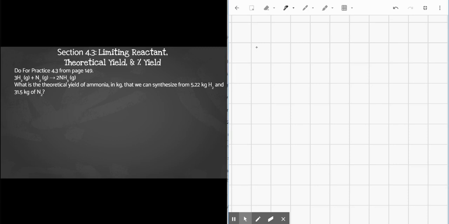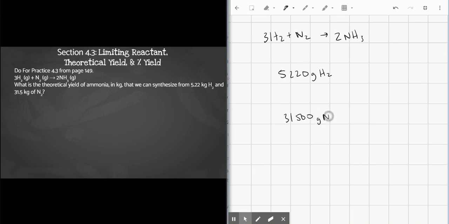For practice 4.3 is from page 149. We have our reaction of hydrogen plus nitrogen making ammonia. And we have two given values. We have 5.22 kilograms of hydrogen. I'm going to go ahead and change that to grams right away. So remember that kilo means 1,000. So I have 5.22 thousand grams, or 5,220 grams of hydrogen, and 31.5 kilograms. 31, move the decimal 3 places to the right. 31,500 grams of nitrogen.